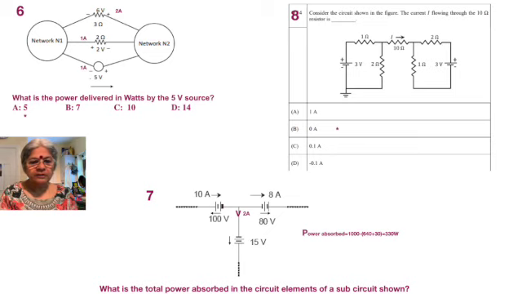Okay, so what is the question? What is the total power absorbed in the circuit? So it is 1000 minus the rest, as given by 1000 minus 640 plus 30, which is equal to 330 watts. Okay, very simple.